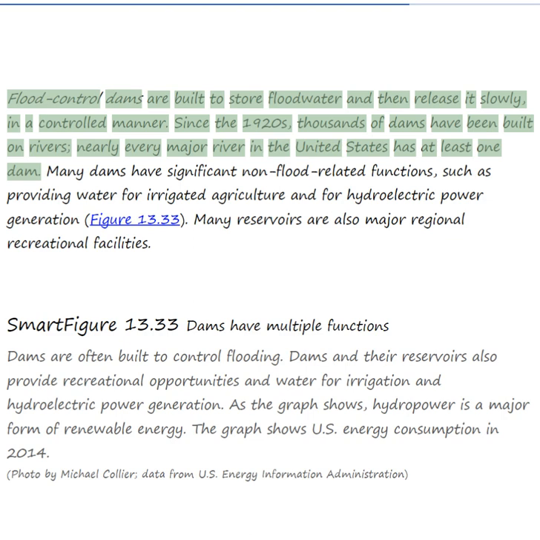Flood control dams. Flood control dams are built to store floodwater and then release it slowly, in a controlled manner. Since the 1920s, thousands of dams have been built on rivers. Nearly every major river in the United States has at least one dam.